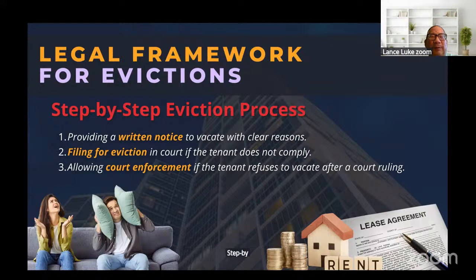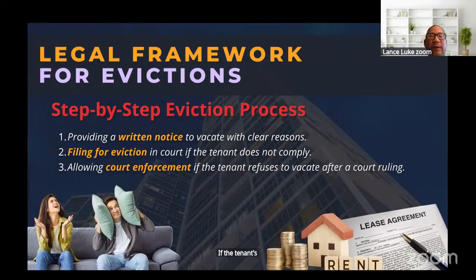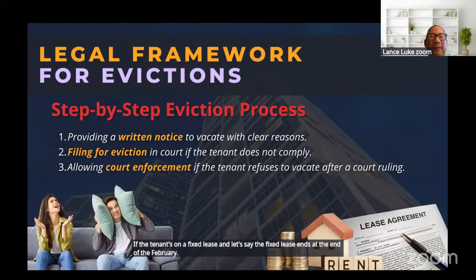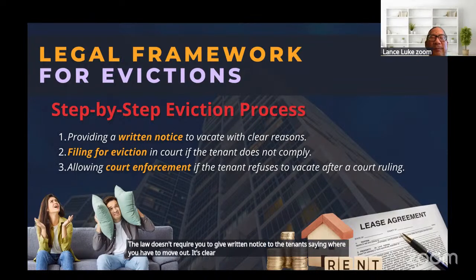Step-by-step eviction process. As a landlord, you got to provide written notice to vacate with clear reasons. Now, if a tenant is on a fixed lease, and this applies to tenants also, and let's say the fixed lease ends at the end of February, okay, the law doesn't require you to give written notice to the tenant saying you have to move out. It's clear, but common sense dictates that probably in November, December, you should send the tenant a notice saying, by the way, we're not going to renew your lease, so you're going to have to move out when your lease ends.